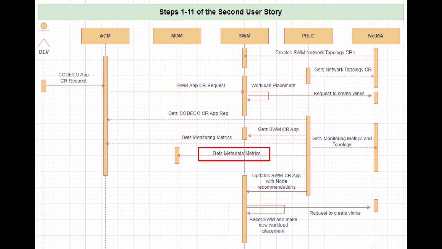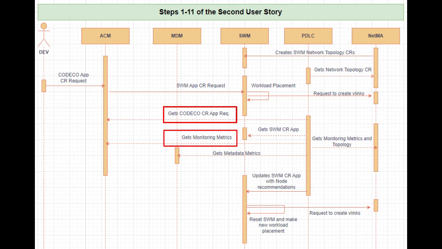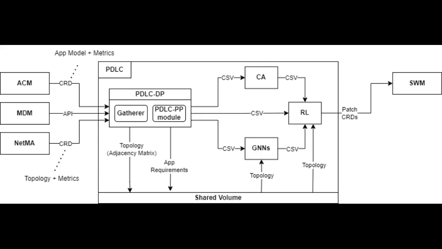MDM provides crucial application metadata like freshness. NetMA is responsible for all necessary network metrics, and ACM passes any user aspects and application constraints. PDLC performs a multi-level objective estimation based on the user-selected target profiles and stores the output on a PDLC CRD, making it available to ACM, which may trigger adjustments to the initial setup process.